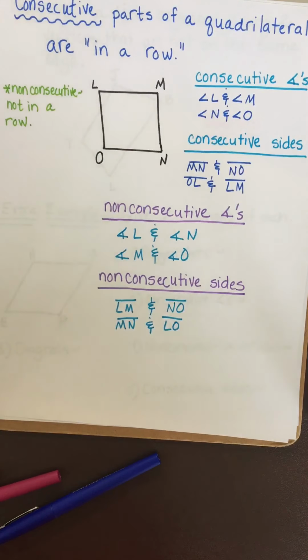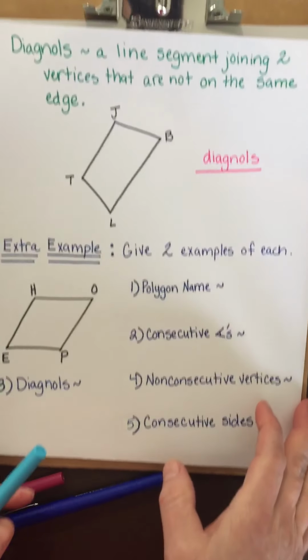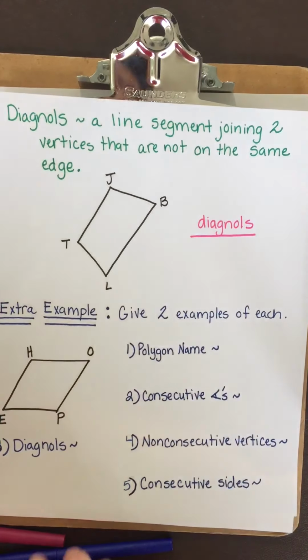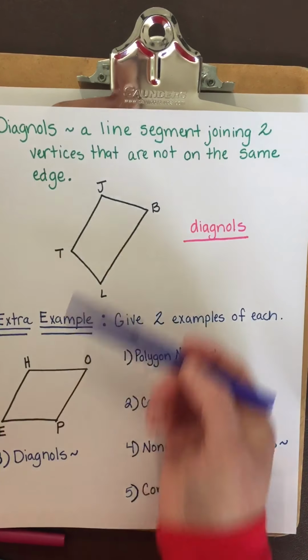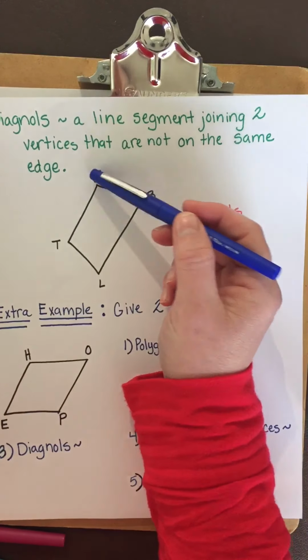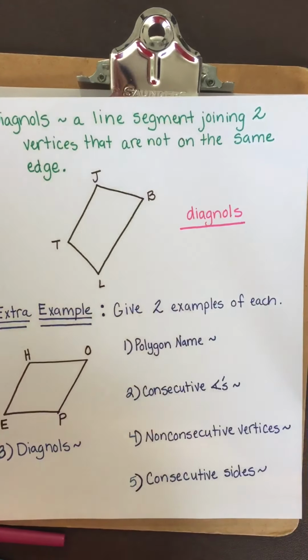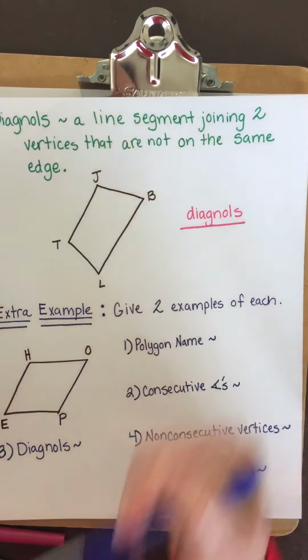All right, let's look at something else. The next part is talking about a diagonal. And a diagonal is just a line segment that joins 2 vertices that are not on the same edge. They're not part of the same side. Like J and B are on the same side together, right? They're on this edge together, and J and T are on this edge together.